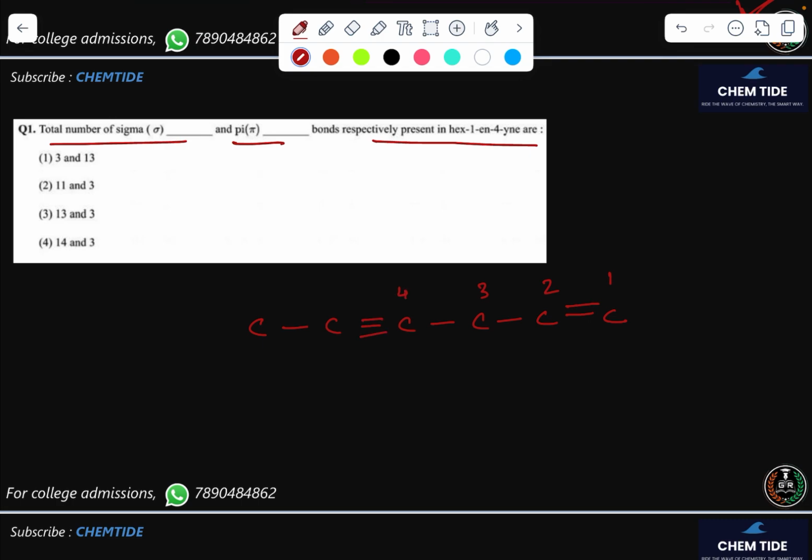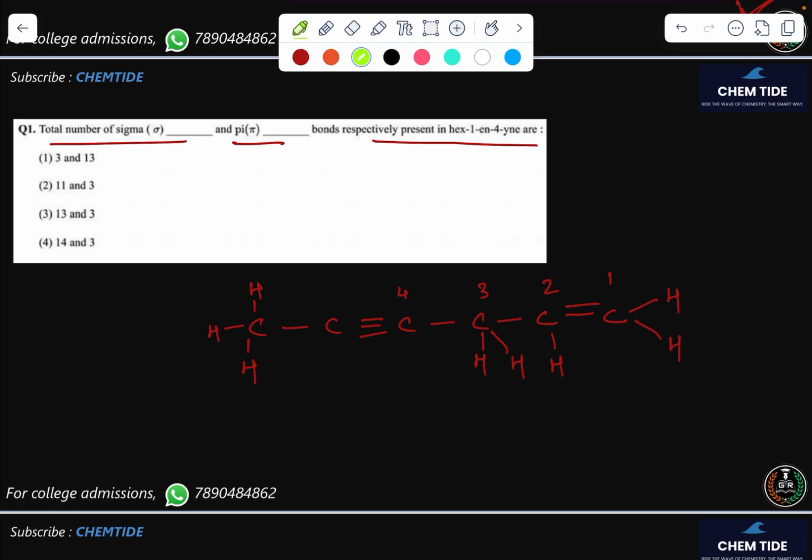Now put the hydrogens here. So we have 3 hydrogens here. We have 4 bonds over here. We have 2 more hydrogens, and here we have 1 hydrogen, and here we have 2 hydrogens.